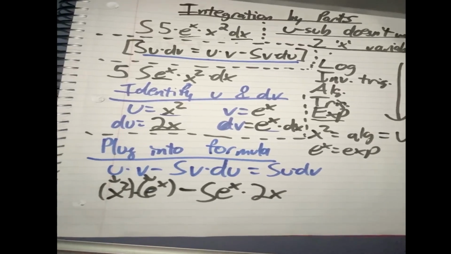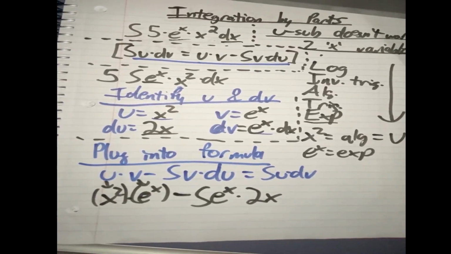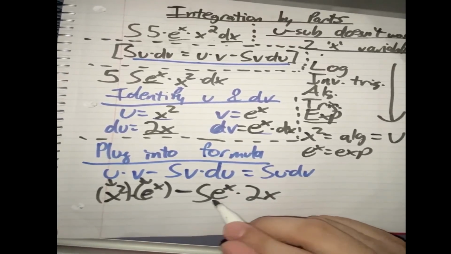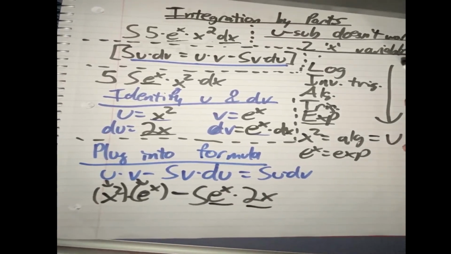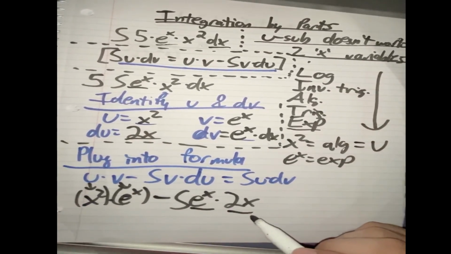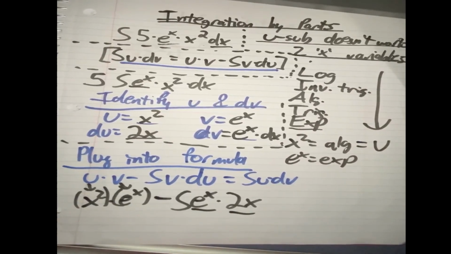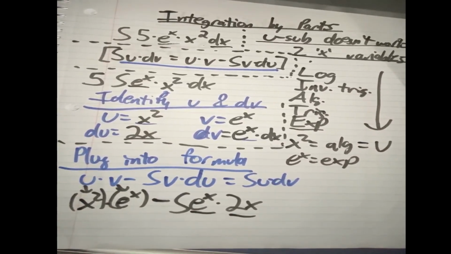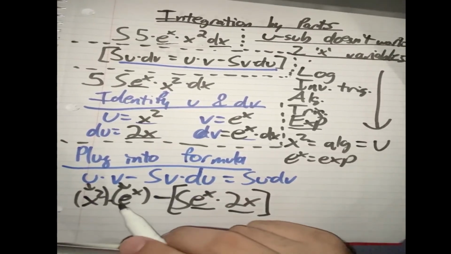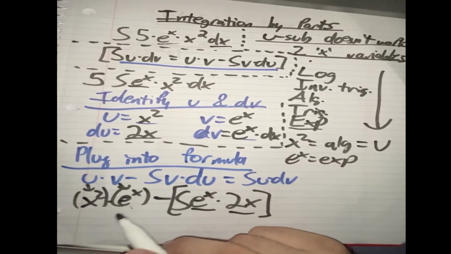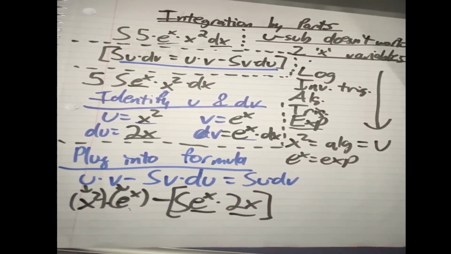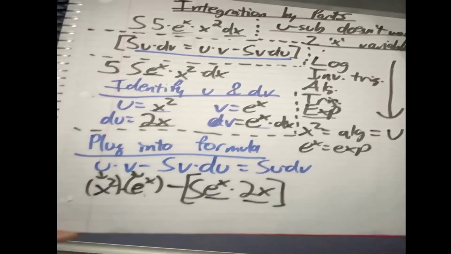The next step is to apply integration by parts again, because we have two x variables where u substitution doesn't work. So we're going to apply integration by parts one more time for this specific integral. Keep in mind that this part is already solved, so don't worry about it, but we do need to apply integration by parts again, which means we apply literally the same process.